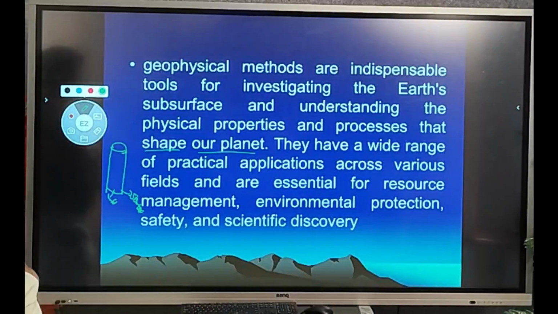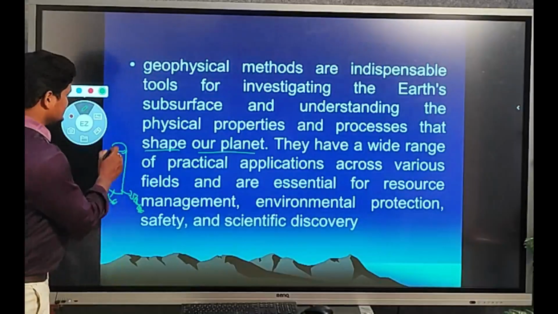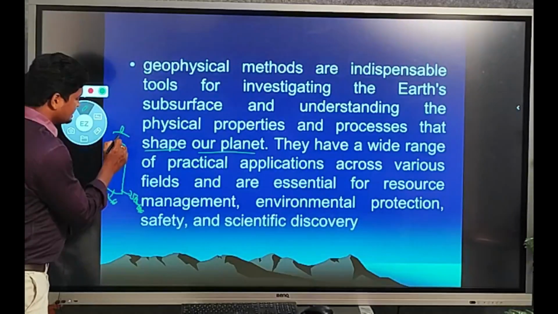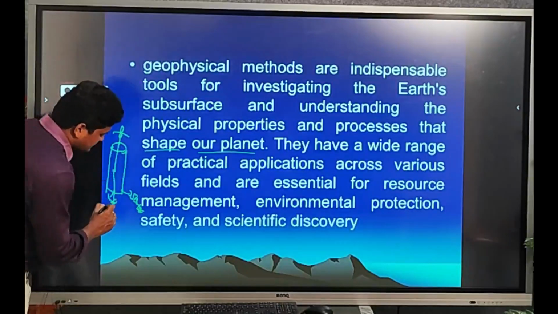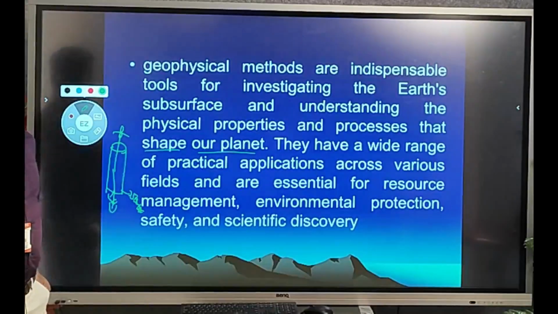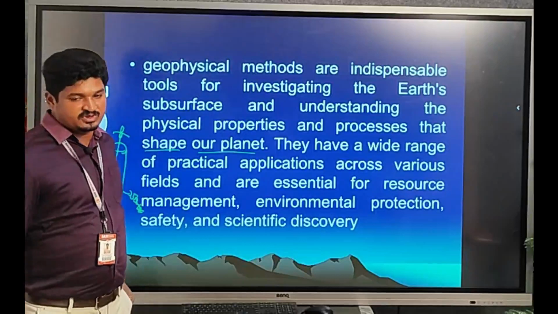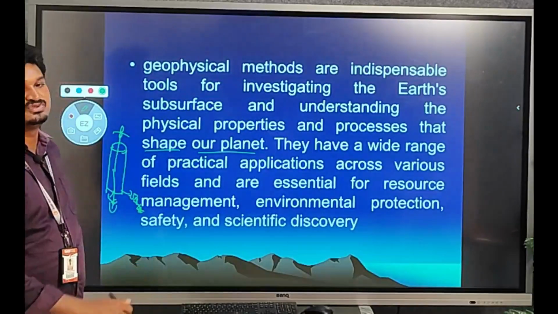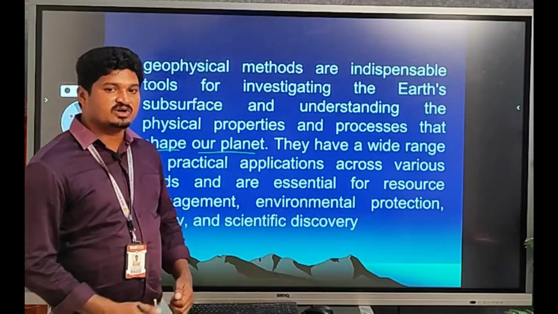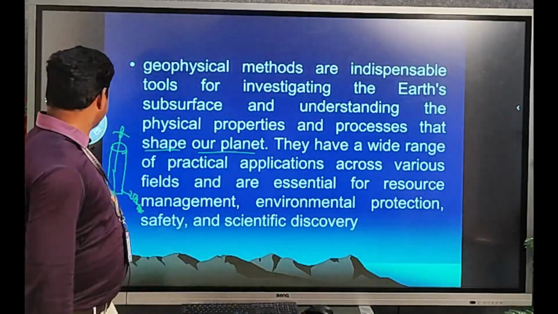So before digging a borehole, we use a simple geophysical instrument, getting the information on the exact place of water availability. So this gives a more appropriate method used nowadays, that is the geophysical methods. So this is the importance of geophysical methods.